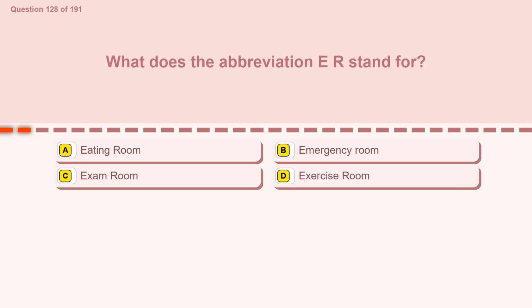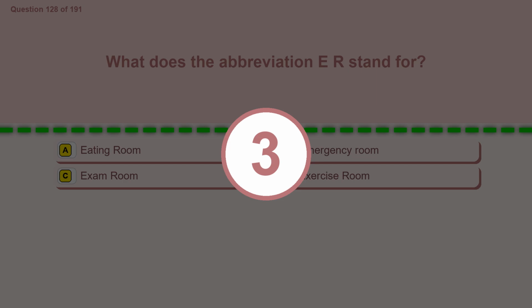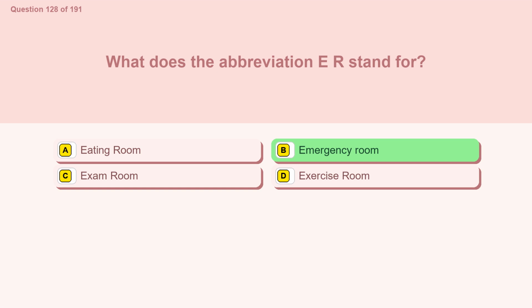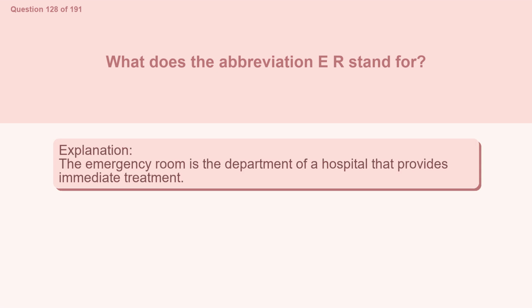Question 128. What does the abbreviation ER stand for? Option A, eating room. Option B, the emergency room. Option C, exam room. Option D, exercise room. The correct answer is option B, emergency room. The emergency room is the department of a hospital that provides immediate treatment.